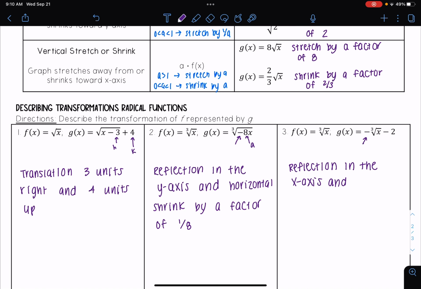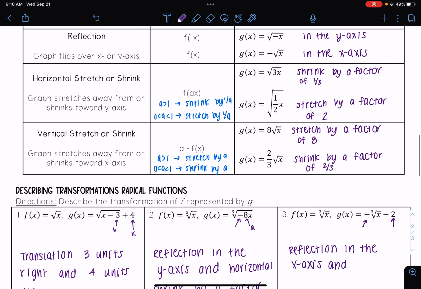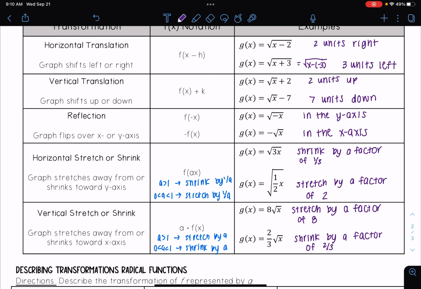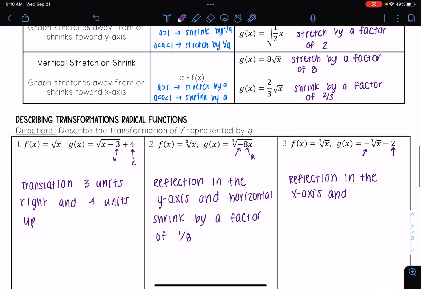And then I see I am subtracting 2 at the very end. Since I'm subtracting 2 at the very end, that's going to be a vertical translation. So that's going to be my k. Since it's minus 2, that means it's going to be a translation 2 units down.